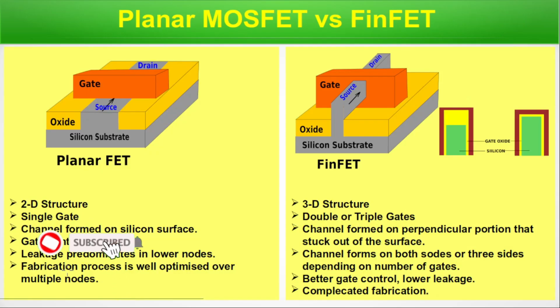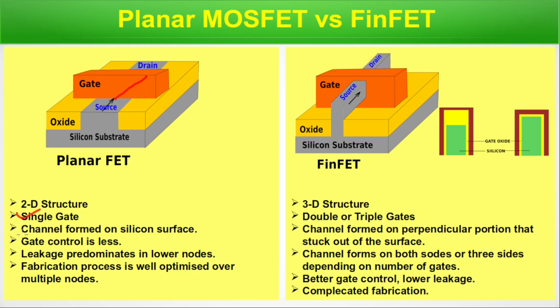Planar MOSFET versus FinFET. Planar MOSFET is a 2D structure. The gate is on top, and the channel just below the gate is formed in the very same plane of the substrate. FinFET is not like that. The fin portion comes out vertically from the surface of the substrate. It's a 3D structure. Planar has a single gate, here double or triple gate. A cross section is also shown here.